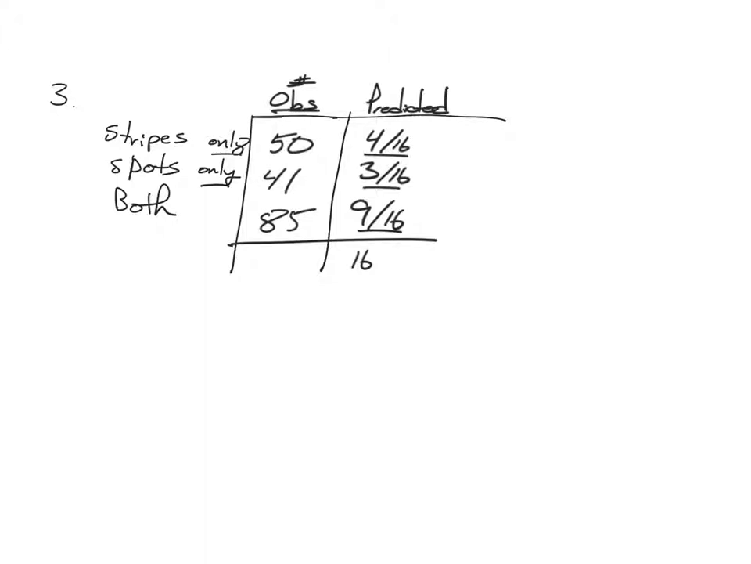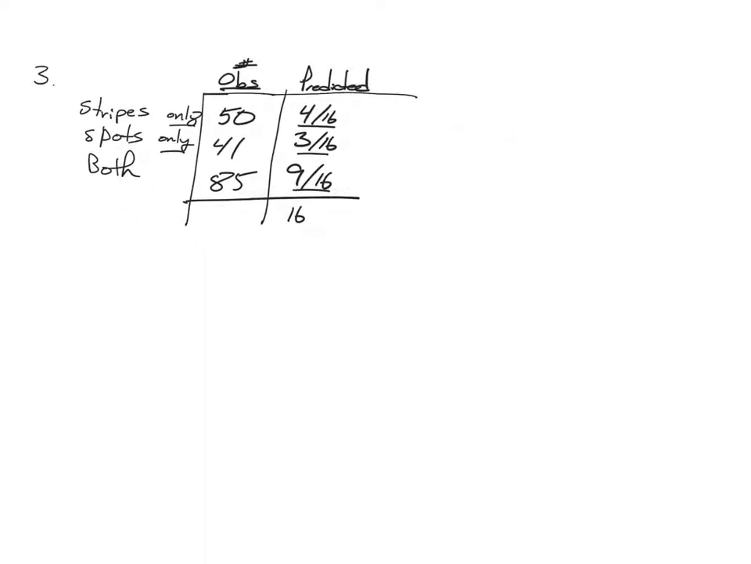We have to come out with a predicted number. That's our predicted ratio. What's our predicted number? We'd have to multiply 4/16ths times the total. This is exactly what we did with the cards. We have to multiply the predicted ratio times the total observed. So what was the total observed? 176. So 4/16 times 176, 3/16 times 176, 9/16 times 176.